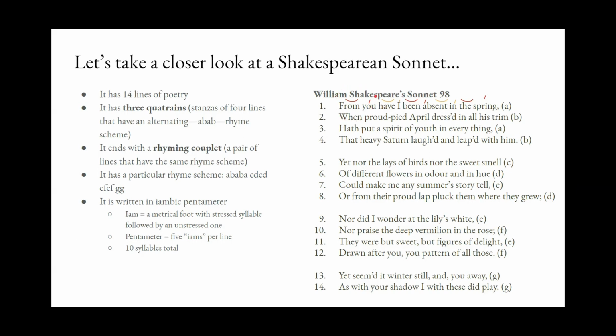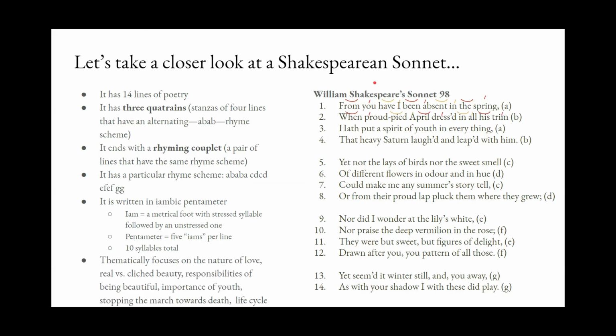From you have I been absent in the spring. So that has 5 feet, which is why it's called pentameter. So iambic pentameter means it's written in iambs, and there are 5 iambs per line, which means that there are 10 syllables total. Every line in the poem sounds like this. Now, this might seem really difficult, but it's actually not that hard. If you've written a haiku or a limerick and followed a specific rhyming pattern, you can write a sonnet.